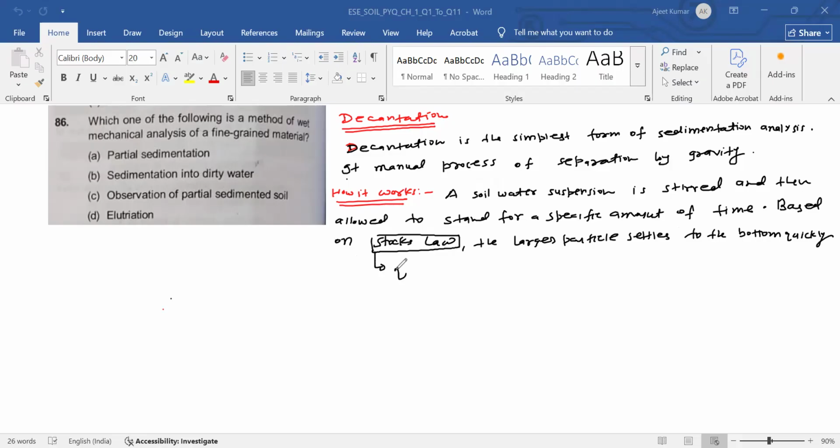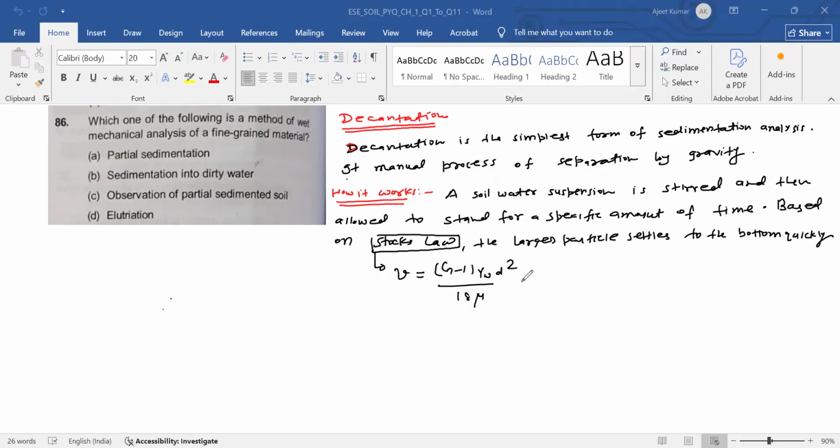Stokes law gives the settling velocity of a particle, and it is (G minus 1) gamma w d square divided by 18 mu. Mu is the dynamic viscosity of water. Gamma w is the unit weight of water. D is the diameter of the particle. G is the specific gravity of the particle which is settling. Okay. And this equation is valid for a specific condition.